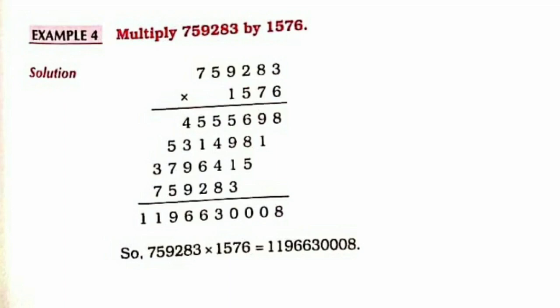So now we will write the answer, we will start from the tens place because 7 is situated at the tens place, so we will start writing the answer from the tens place only, and the same procedure we will follow for all the numbers. Okay, and then we add all these numbers.